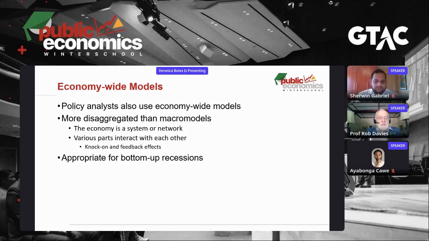In modern parlance, we'd call it a network. And the various parts of the economy interact with each other directly often, but also indirectly through knock-on effects and so on, as we will see later. So these sorts of models seem appropriate for bottom-up recessions.